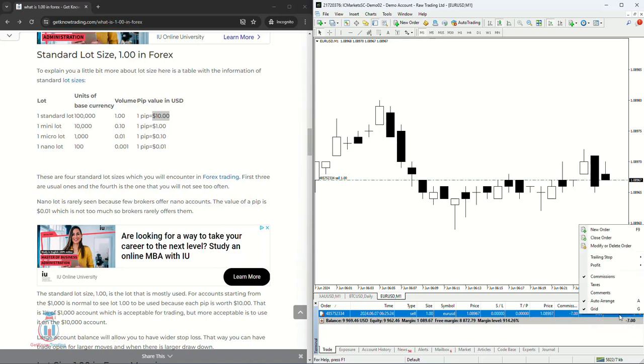Here on the right, when you click the right mouse button, you can click the profit and change from points to the deposit currency.